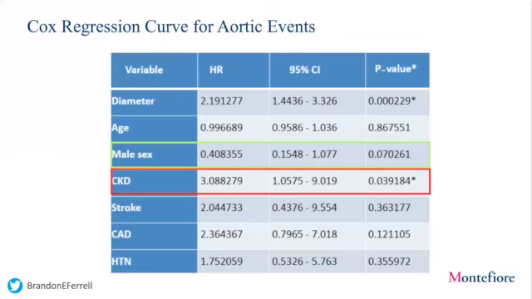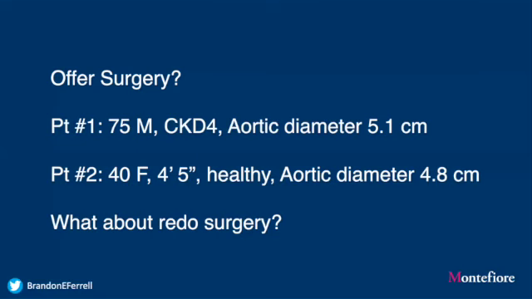However, they aren't looking at individualized patients. Their algorithm only accounts for the diameter of the aorta. Taking a closer look at their data, males have a lower incidence of aortic events, and those with CKD have a much higher risk of an event. So I bring up the question, would you offer surgery to these patients?